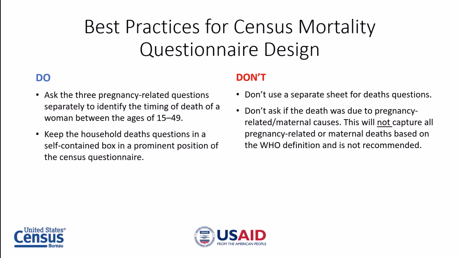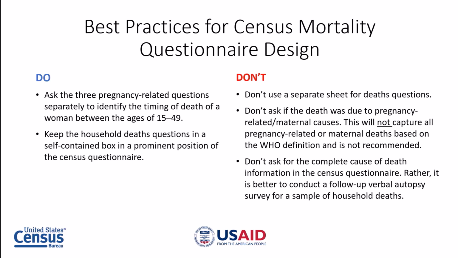So if you ask if the deceased died of a pregnancy-related cause, it would capture only a portion of the pregnancy-related deaths, those that result from obstetric causes or direct maternal deaths. But pregnancy-related death has a broader definition. Therefore, it's important to ask the recommended 3 questions on the timing of death relative to pregnancy. Similarly, maternal deaths are pregnancy-related death, excluding those deaths due to accidental or incidental causes. Asking whether the deceased died of maternal causes would only capture direct maternal death and leave out the indirect maternal deaths. Also, don't ask for the complete cause of death information in the census questionnaire.